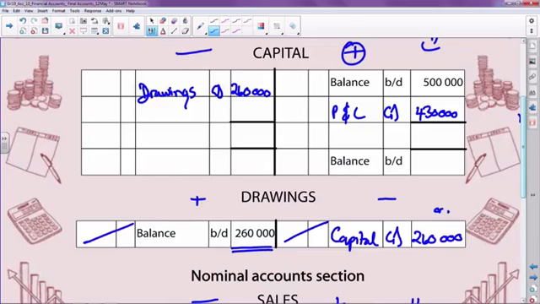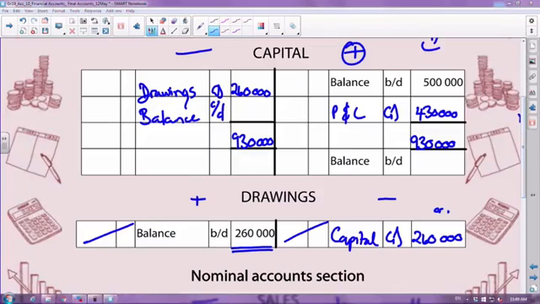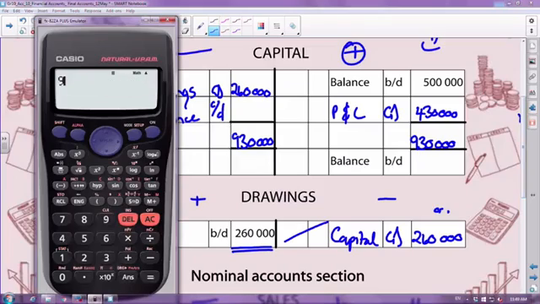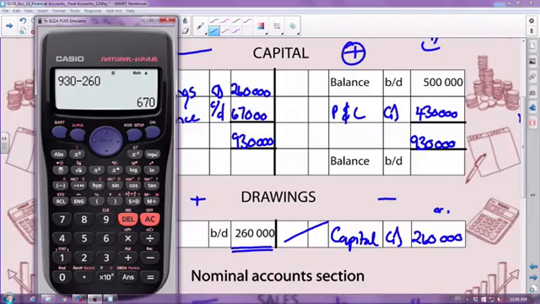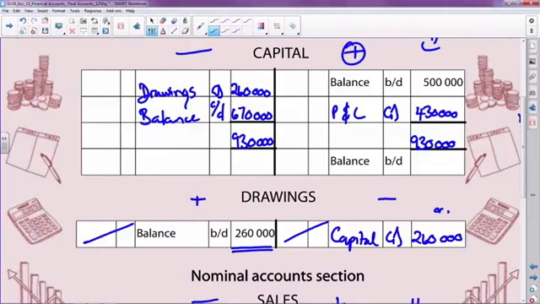Now, what's my biggest side again, guys? I add it up. I get 930. And then I get 930. And then I can go and calculate my closing balance, carry down, and then brought down. So again, if you go and calculate it, let's go and check. I have 930 minus 260. And then you will get your closing balance of 670. And through running this business, the owner increased his capital, as you can see, from 500 to 670,000. And he took some of the profit for himself.